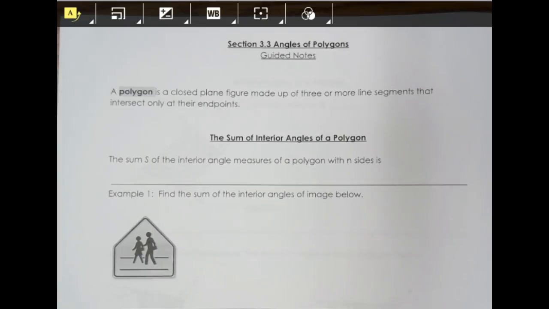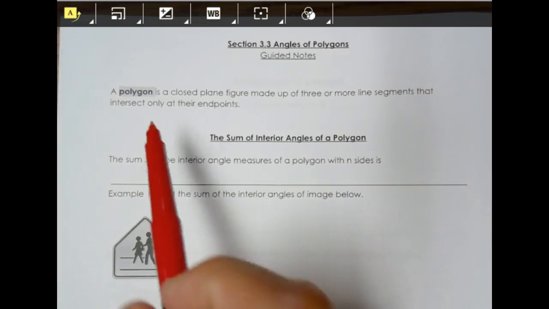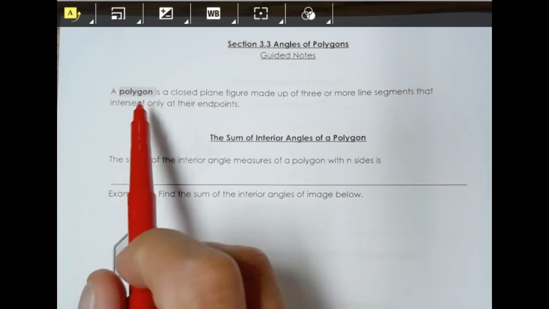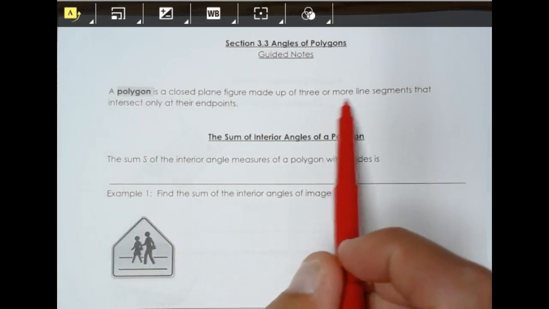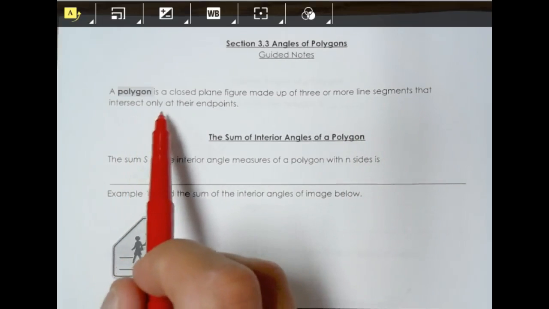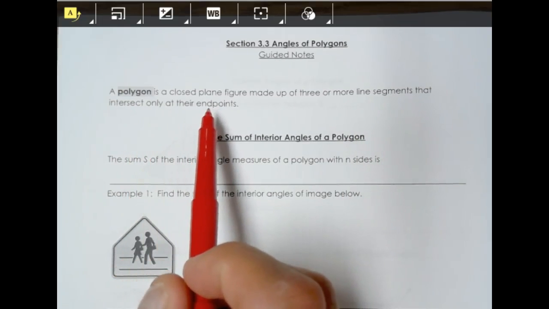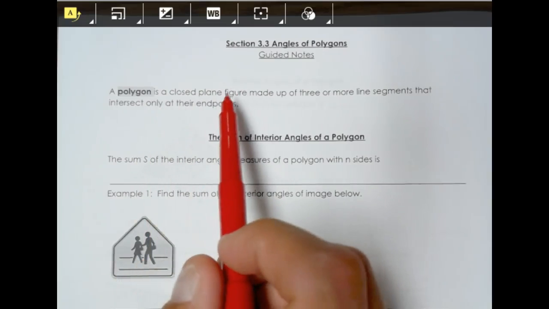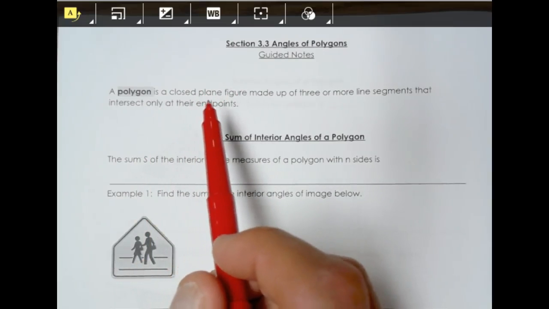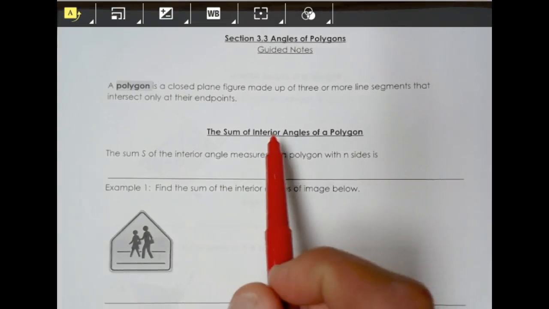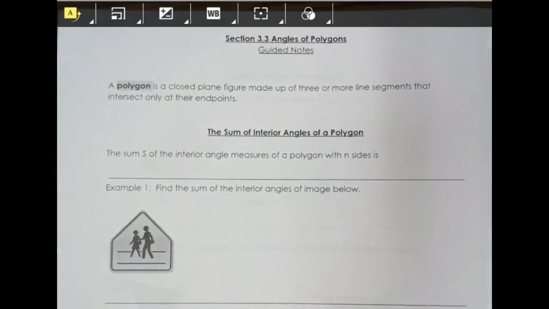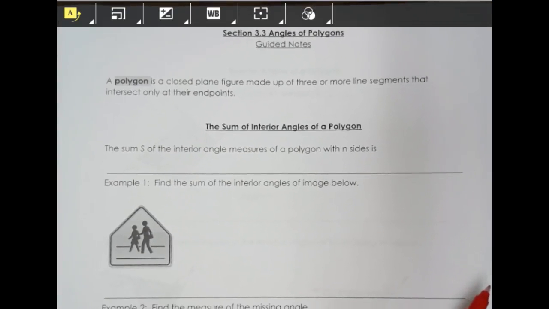So one of the things that's going to get tossed around here is the definition of a polygon. A polygon is a closed plane figure made up of three or more line segments that intersect only at their endpoints. Okay, so that's the big definition of what a polygon is. It's closed, it's not open, there's no hole in it. What we want to talk about here is polygons, and the two things we're going to be really focused on are the sum of the interior angles and the sum of the exterior angles of a polygon.